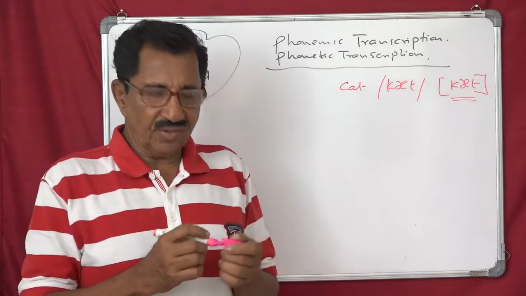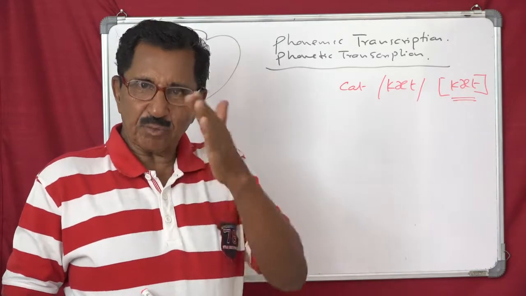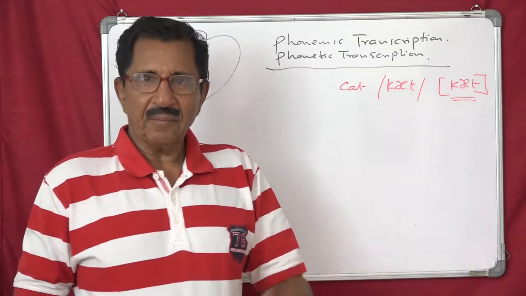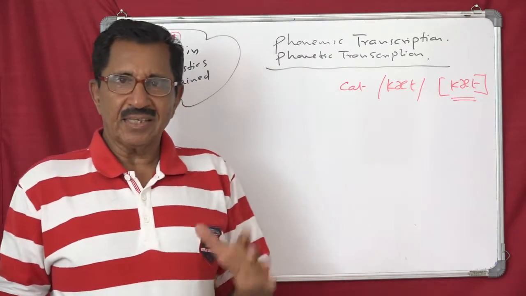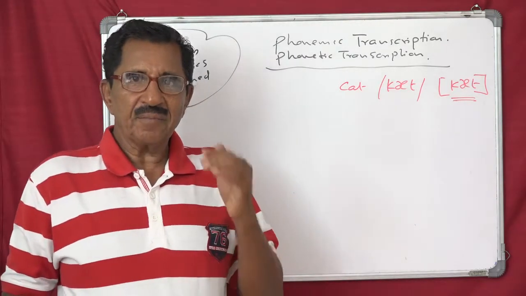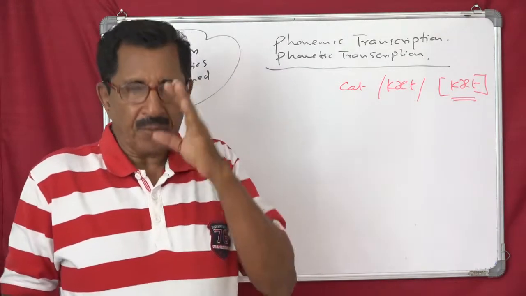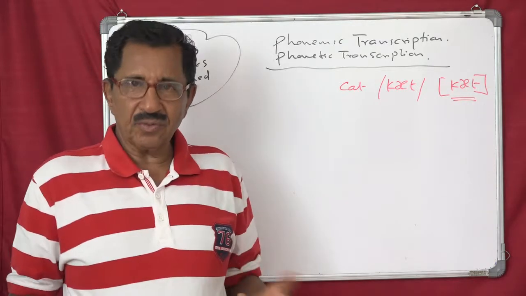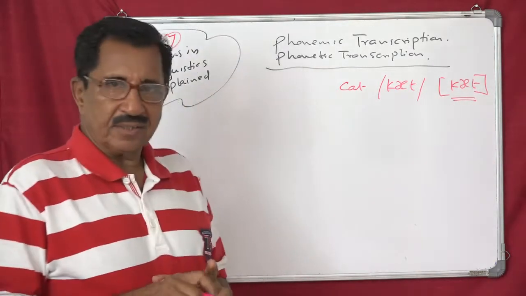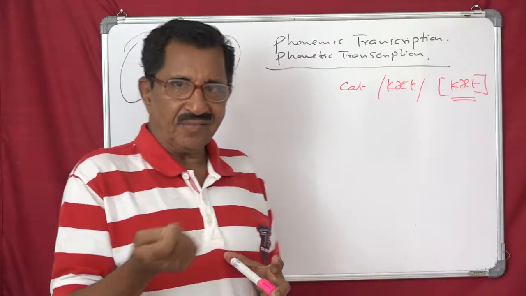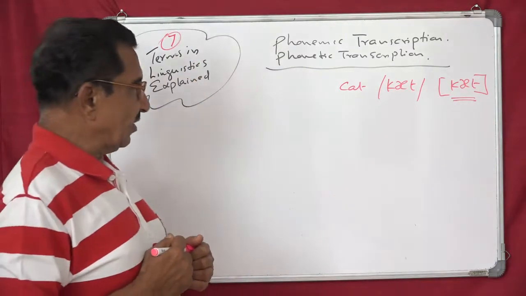The last time I told you, a phoneme means a language specific sound. But a phonetic symbol will only tell you about the qualities of that sound, the physical qualities: how it is produced, voiceless, and so on. So last class, please spend 2 minutes going through that class, then you will understand. I need not tell you again.